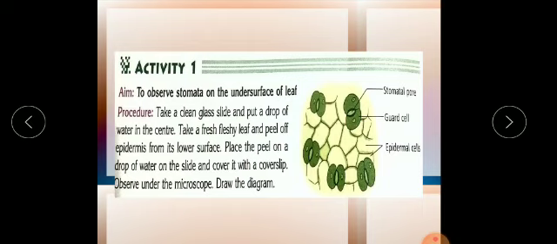Now the next activity is activity number 2, page number 54. In this, the aim is to demonstrate that starch is formed during photosynthesis. I have already told you in my last video that starch is a stored food, stored in different parts of the plant. So how will we test it? There are a few very easy steps.